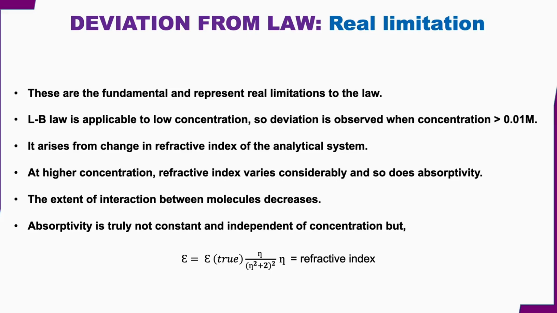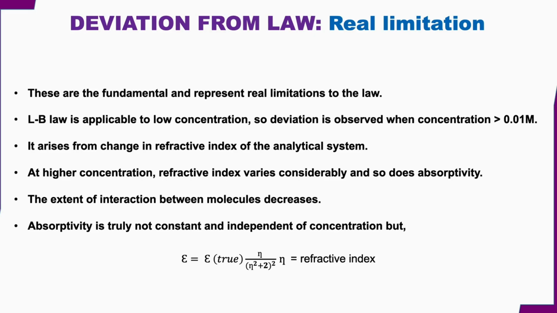So basically the Beer-Lambert law is applicable to low concentrations. That is why the deviation is observed when the concentration exceeds this particular value. It arises from the change in the refractive index of the system that you are studying. Why? Because at higher concentration the refractive index changes considerably, and when the refractive index changes, absorptivity also changes. The extent of interaction between the molecules decreases, and absorptivity is truly constant and independent of concentration, as we mentioned in our first slide, that the molar absorptivity depends on the wavelength of incident light, the temperature and the solvent being used. So it has nothing to do with the concentration of the sample.